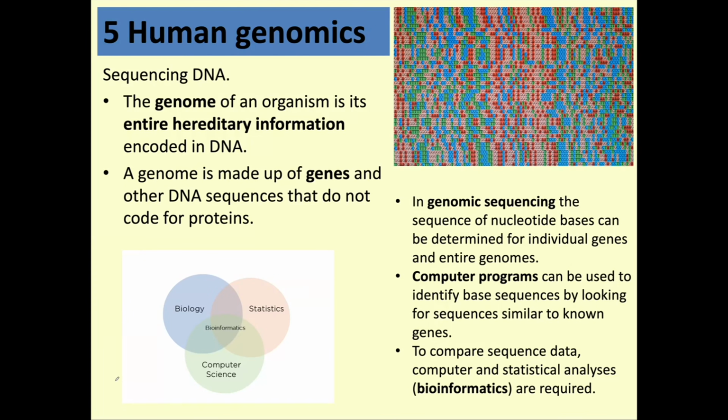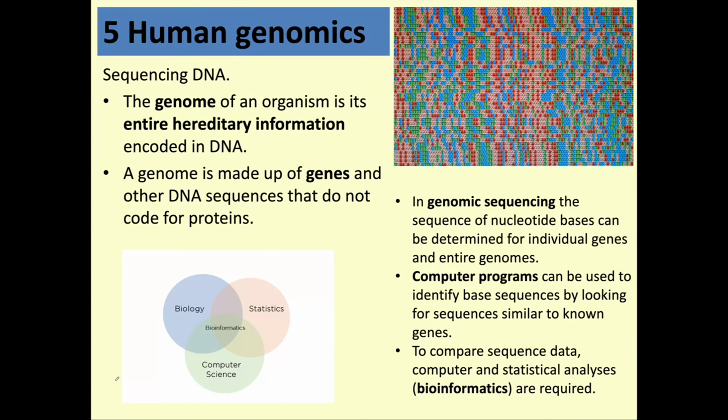So the genome of an organism, I've mentioned the word genome a few times, so let's talk about what it is. The genome of an organism is its entire hereditary information encoded in the DNA. That's a bit of a mouthful, that first sentence. I'd still try and memorize it as it is for the exam, but what that means in normal terms is the genome of an organism is all of the genetic information that you have inherited from your two parents, and that's encoded in our DNA. Okay, so hereditary information.